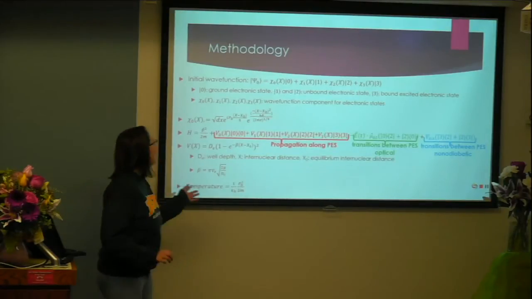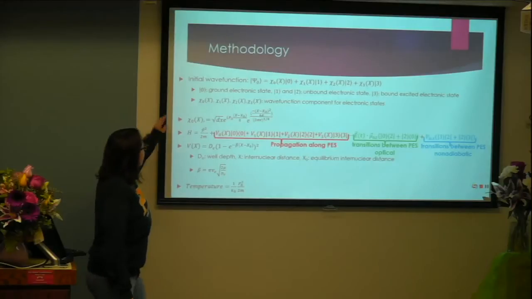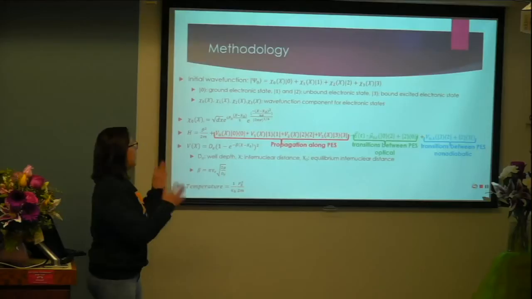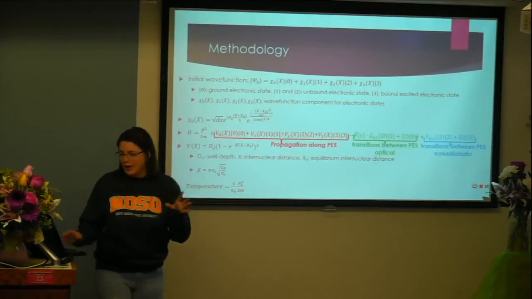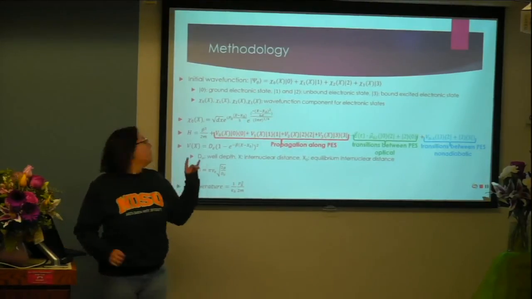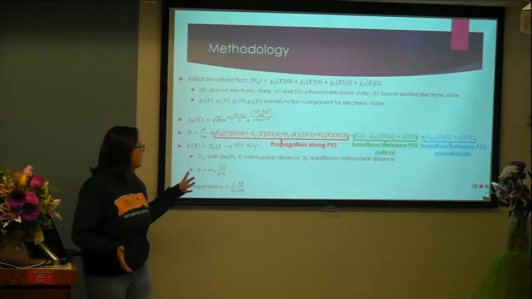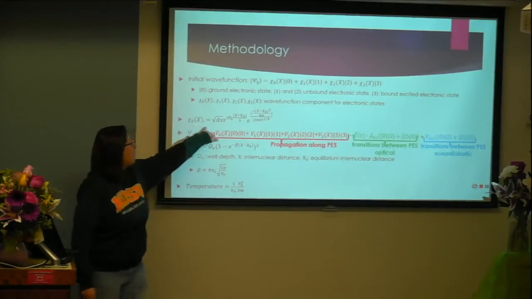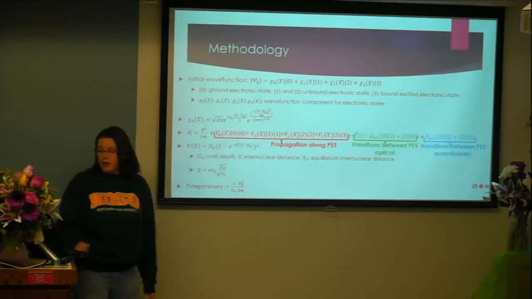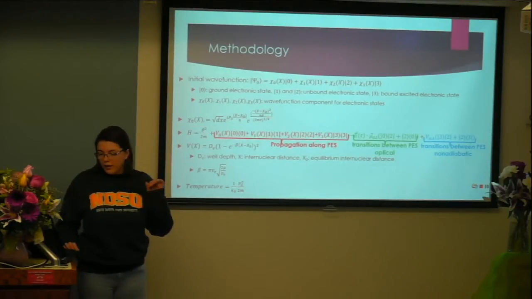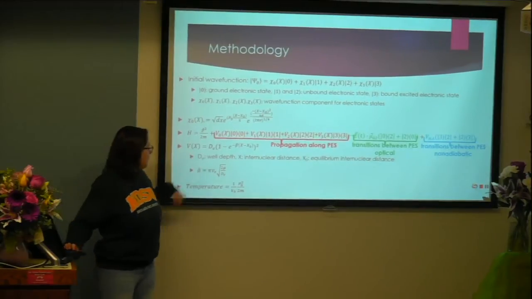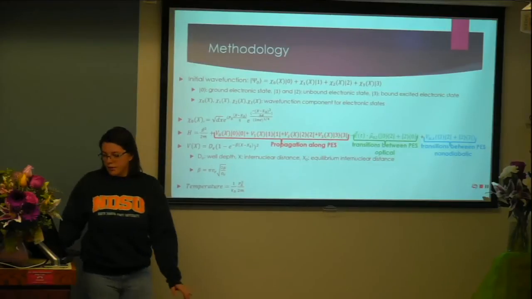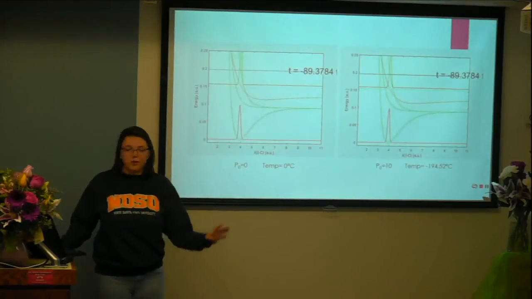Okay, well, this is the initial wave function. It has a few different components to it. I don't know how in depth to go, but we have the Hamiltonian, the actual equation for the initial wave function, the potential energy surface calculations, as well as how I converted the temperature in relation to momentum.